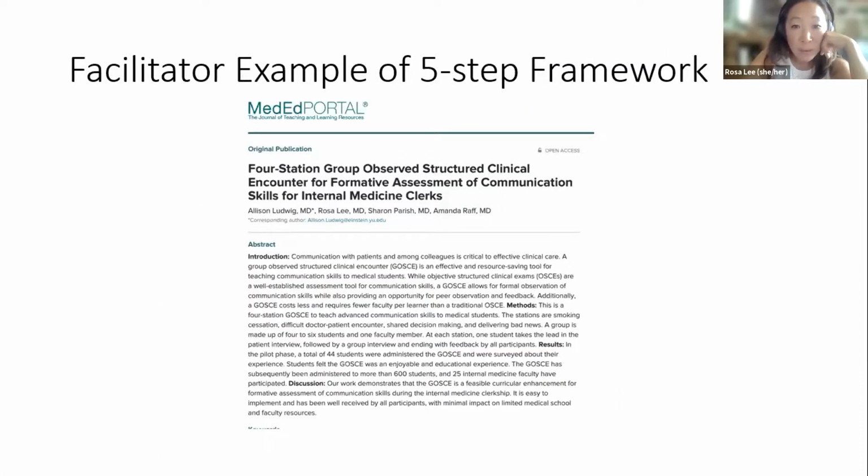So this is a MedEd Portal, my first MedEd Portal submission, which I did with my colleagues at Albert Einstein College of Medicine a number of years ago. And this was about creating a group observed structured clinical encounter, or GOSCE for short, for formative assessment of communication skills for internal medicine clerks. So, going through the steps in Huang's model, our needs assessment was a local needs assessment. Clerkship directors felt that our students still needed more observations, more feedback, more opportunities to get better at dealing with challenging communication skills.